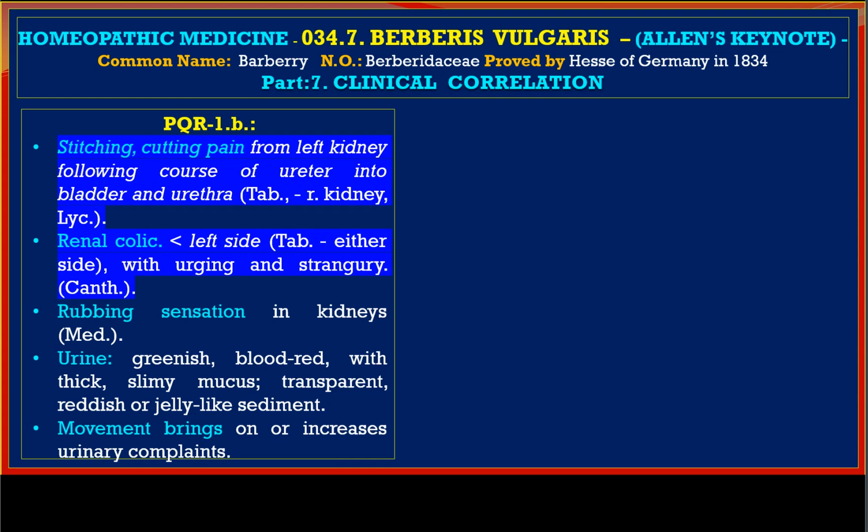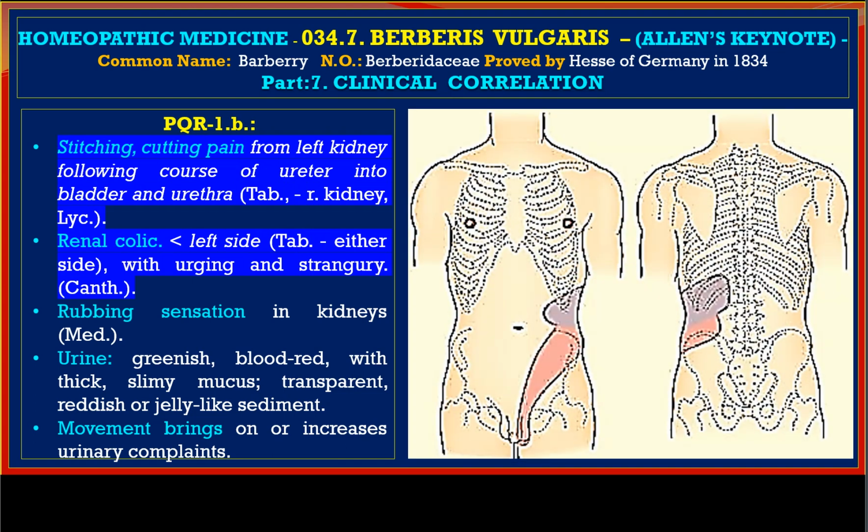And the next symptom we find is urine greenish, blood red with thick slimy mucus, transparent reddish or jelly-like sediment. This has been nicely represented in Kent's Repertory, and movement brings on or increases urinary complaint is also represented very well in the Kent Repertory in the form of rubrics. So let us compare.